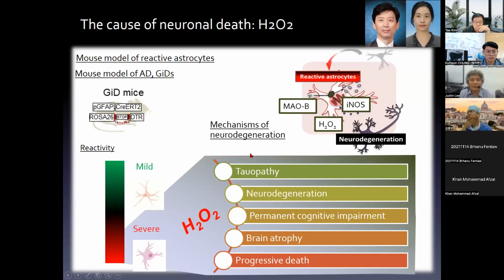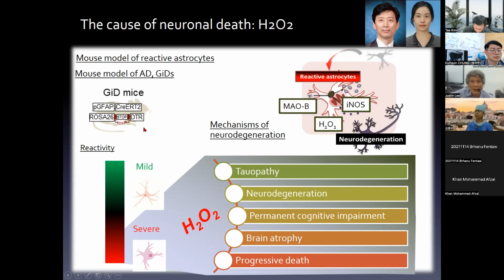So in terms of Alzheimer's disease, we had this hypothesis that this reactive astrocyte must do something very critical for the disease progression. So we made this model mouse called GID mouse, which is a crossing of this GFAP CRE-ERT2 mouse with the ROSA 26 DTR mouse with a floxed stop codon. So with tamoxifen induction, this mouse starts to express diphtheria toxin receptor from the astrocyte only. And if we add diphtheria toxin, the astrocyte become either mildly reactive or severely reactive, depending on the dose of the diphtheria toxin.